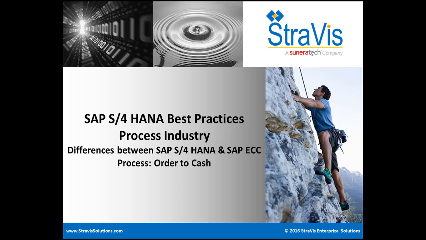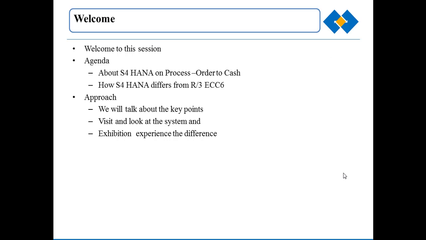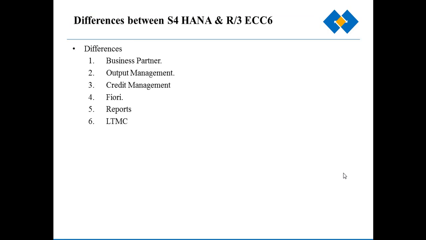Today we are going to discuss S4 HANA and ECC differences. When we check these differences, the major parts we are going to look into are the business partner, output management, credit management, Fiori apps that we have in HANA, the reports and how they are different in HANA, and LTMC versus LSMW.